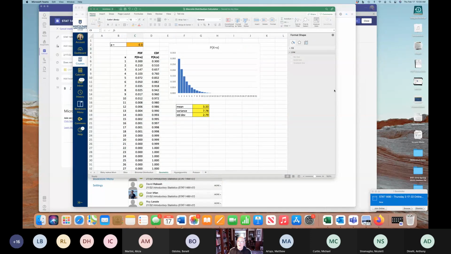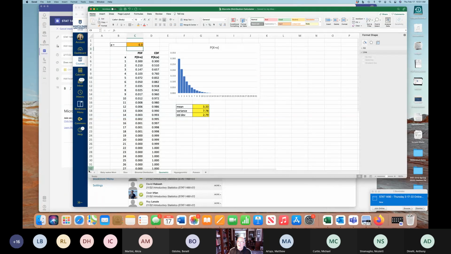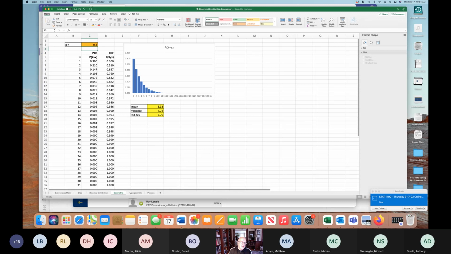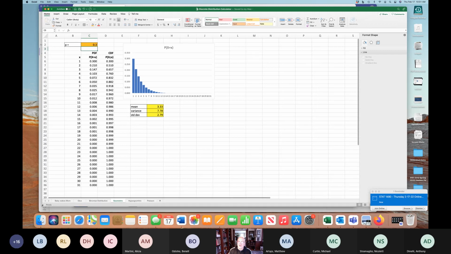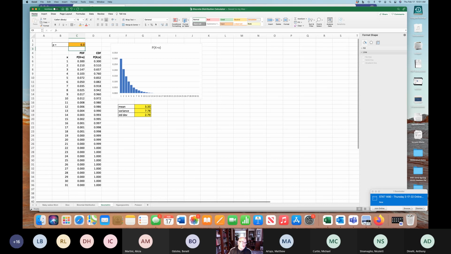on Thursday, February 17th. I have sent you a file, and let me share my screen so you can see what the file looks like. Let's make it bigger. It's an Excel file that basically will help you do any calculations I throw at you with discrete distributions.